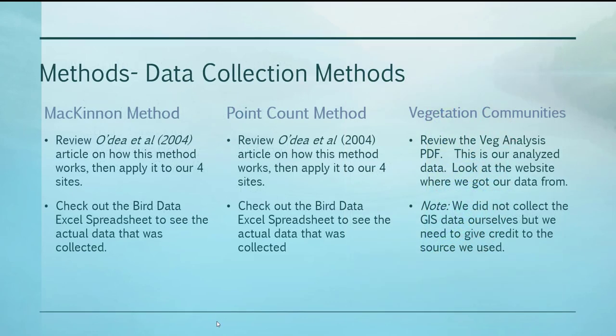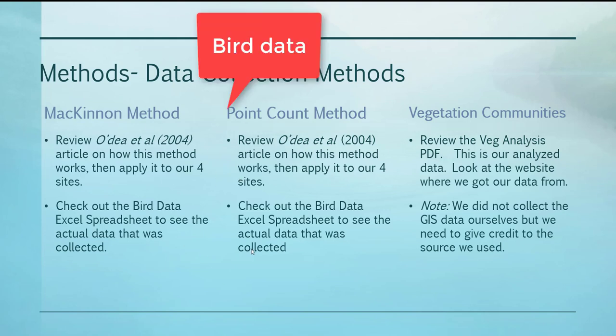The next part of our methods section, we need to describe how the data was collected. Now there are 3 sets of data that we collected for this project. One is called the McCannon method, another one is the point count method, and then the last one's the vegetation communities. So the first 2 are based on birds, okay? And then the last ones are vegetation.